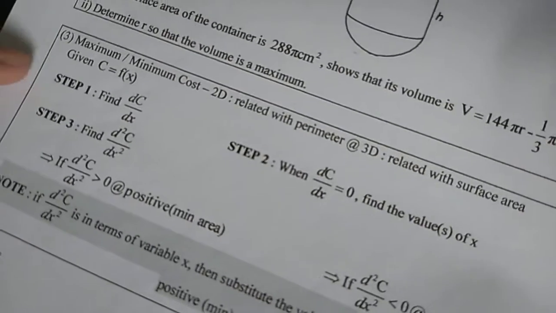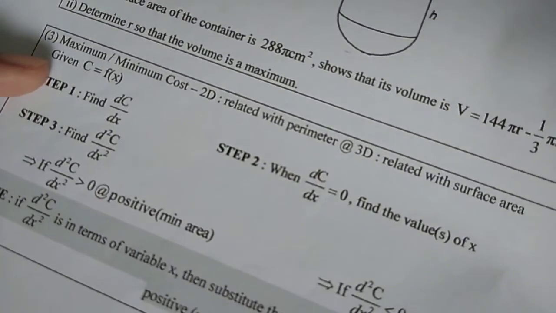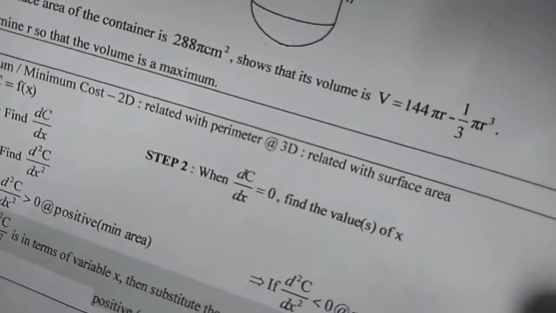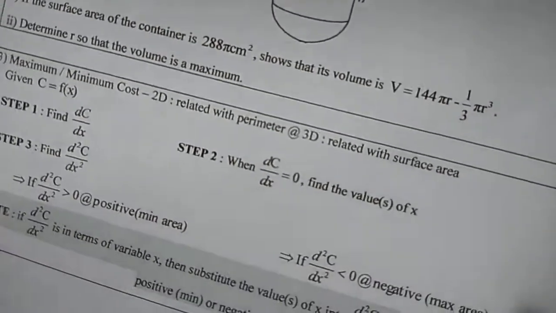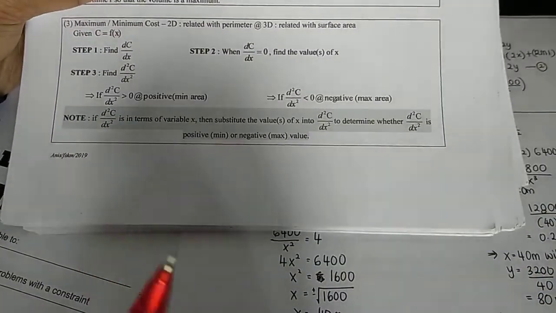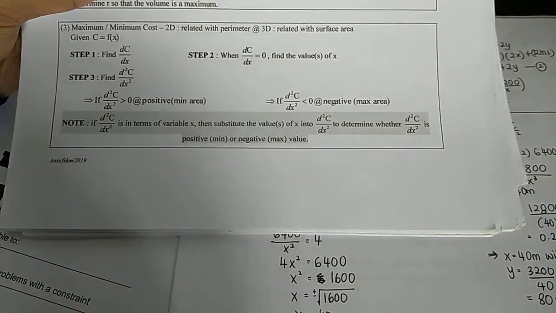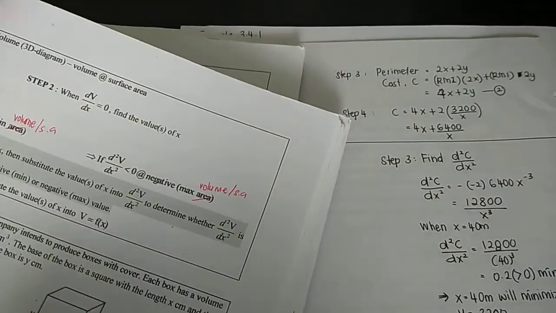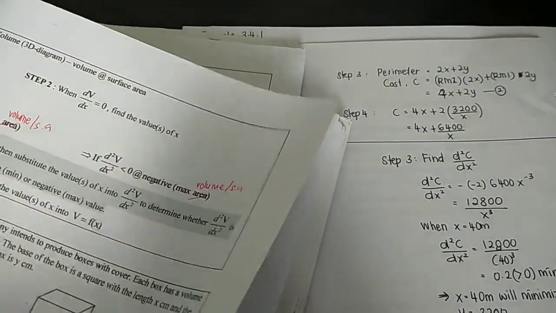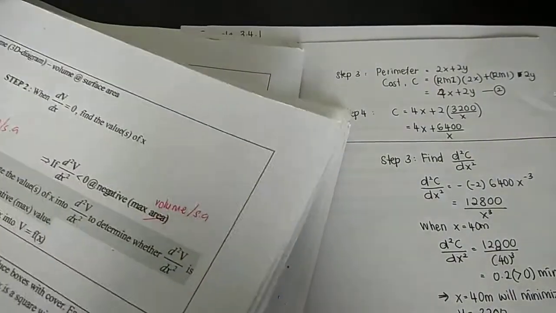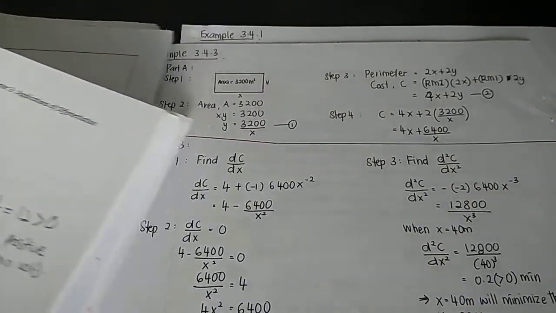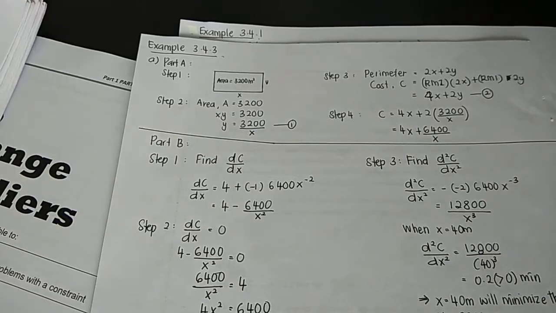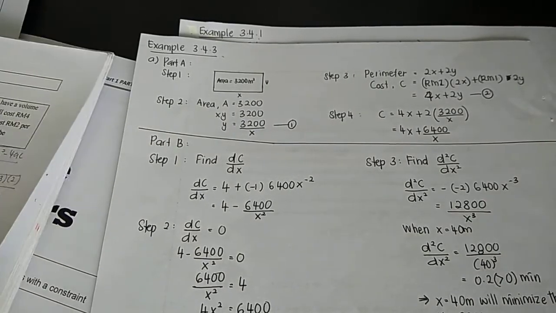So yang kita proceed untuk last is maximum or minimum cost, include 2 dimensional, so related with perimeter ataupun 3D lah, related with surface area. Dia tak related dengan, jarang lah volume tu. So given C equal to Fx. Okay, so sama juga step 1 dia, step 2, step 3, benda yang sama. Cumanya daripada awak ada A and then awak ada V, sekarang kita ada C untuk cost.